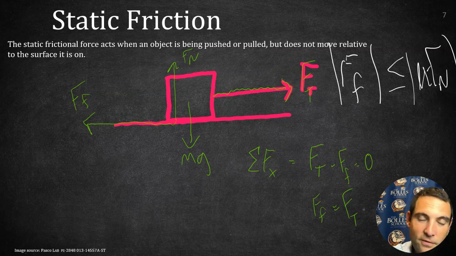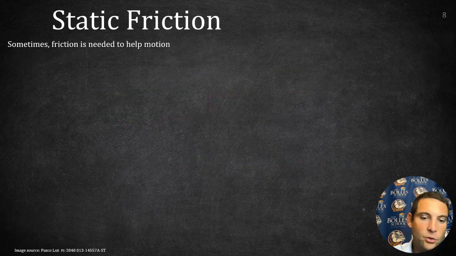Once the tension force continues to increase and eventually becomes large enough that it overcomes the frictional force, then we go back to kinetic friction. So while the object's not moving, we're using static friction. Then when it does start sliding or slipping, then we're going to use kinetic friction.